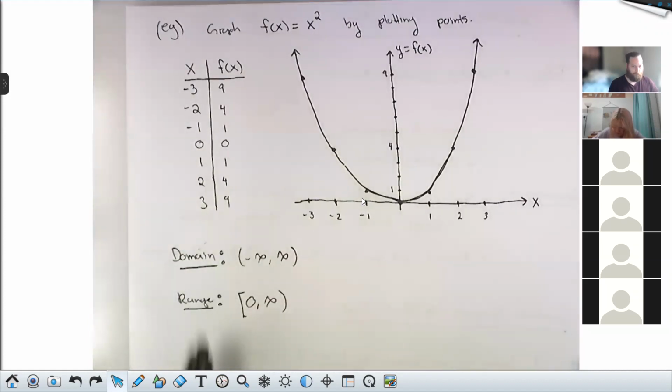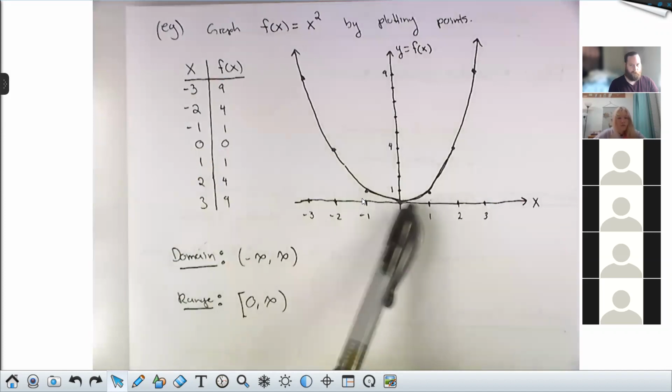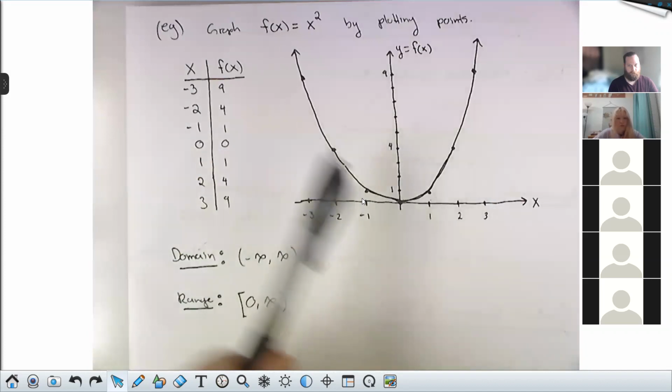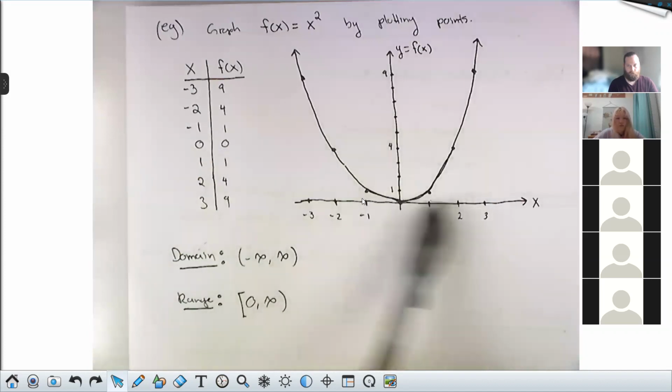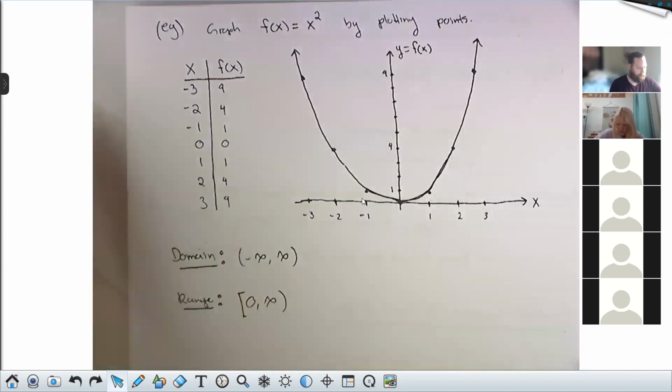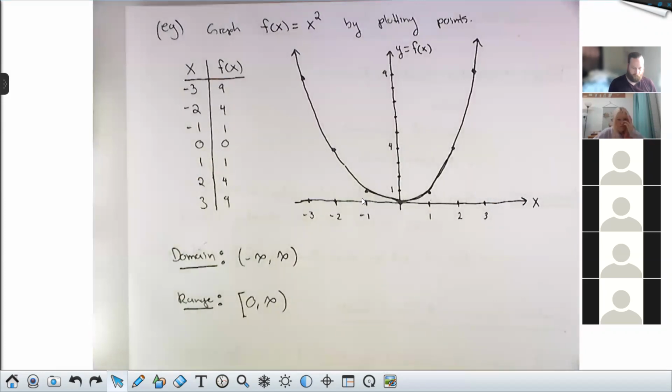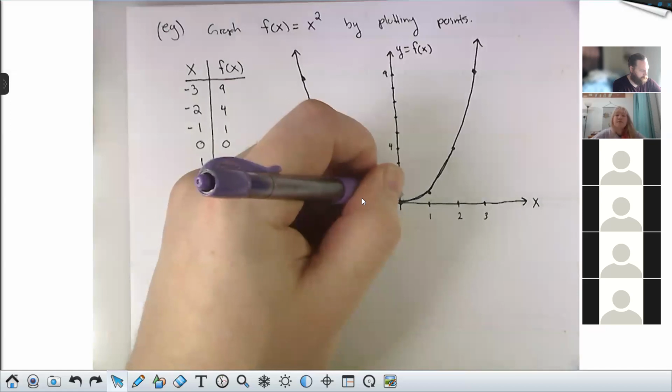Okay. I'm not going to go through increasing, decreasing, mins and maxes. There is a min right here. Right, the min at x equals 0, the min value is 0. We're decreasing from negative infinity to 0. We're increasing from 0 to infinity. But the point today is to learn about quadratics. So I want to talk about a few special features here.